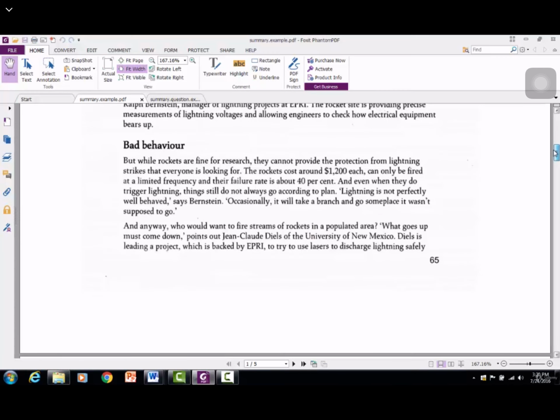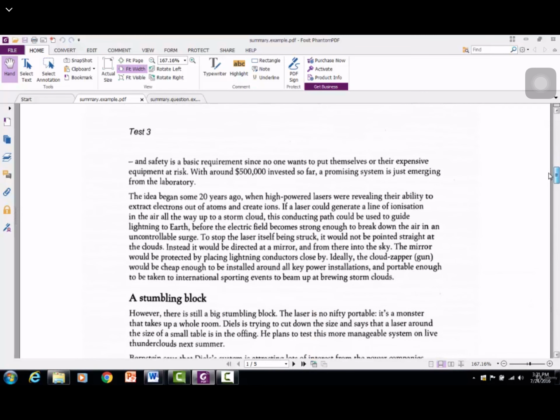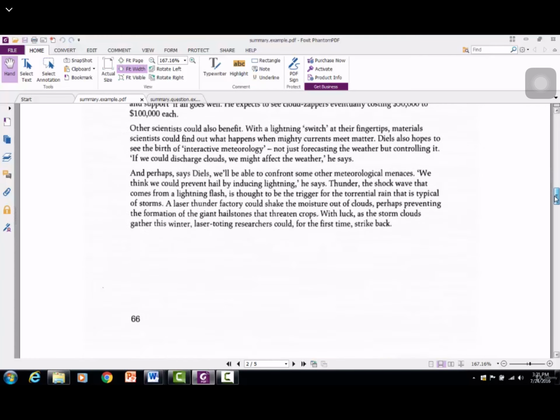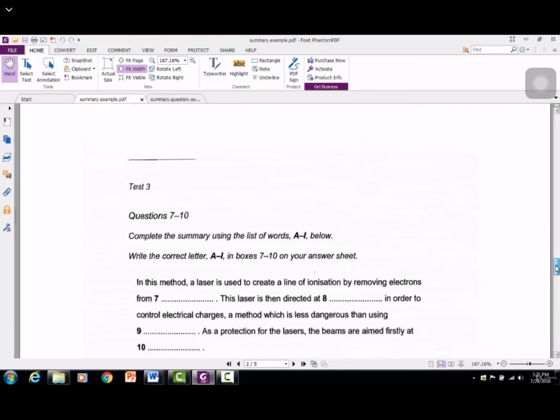What we're doing is scanning and looking for the word. There it is right there. See it? Ionization. Okay, so there's ionization right there. And so that gives me a good idea of where we should be starting from. All right, so let's see if we can start filling in some of these blanks.